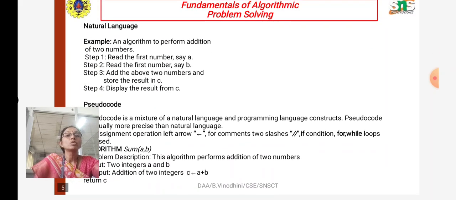So we know that a natural language is normal English language, which we use to define an algorithm. Pseudocode format is nothing but a combination of a natural language and a programming language. In that pseudocode format, we can represent the algorithm.